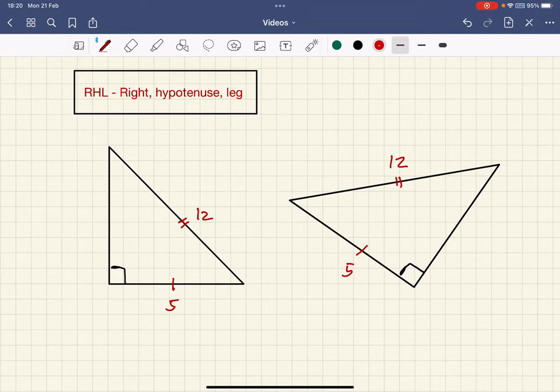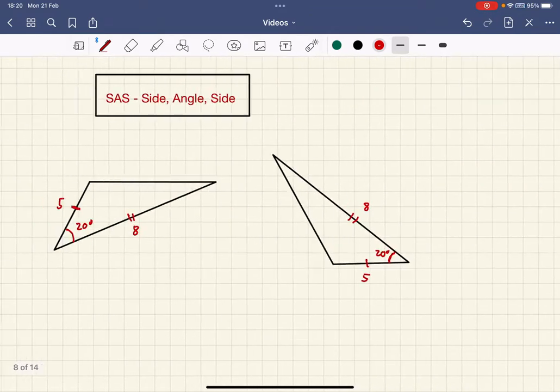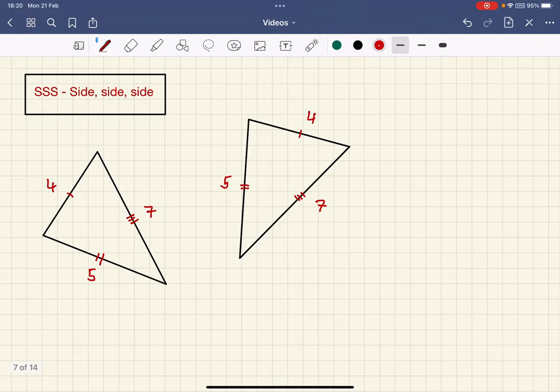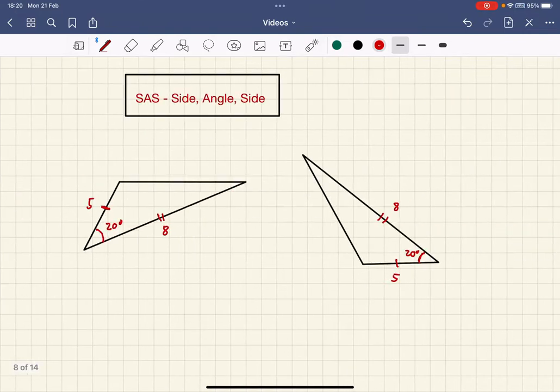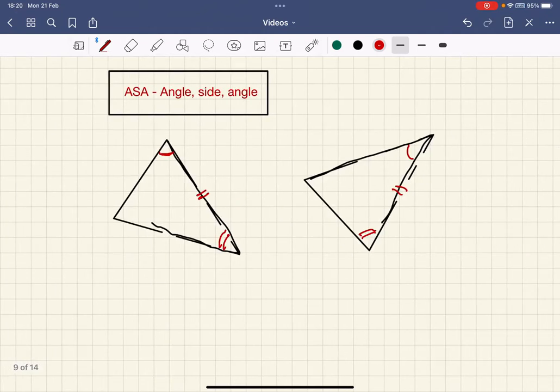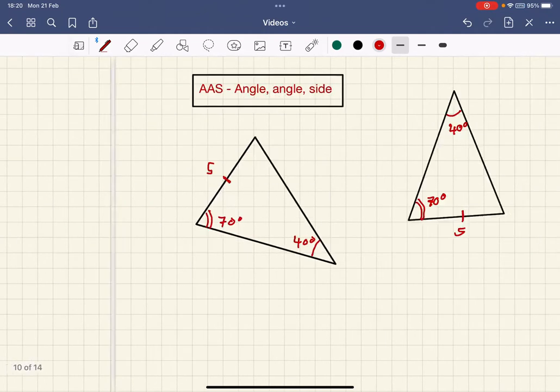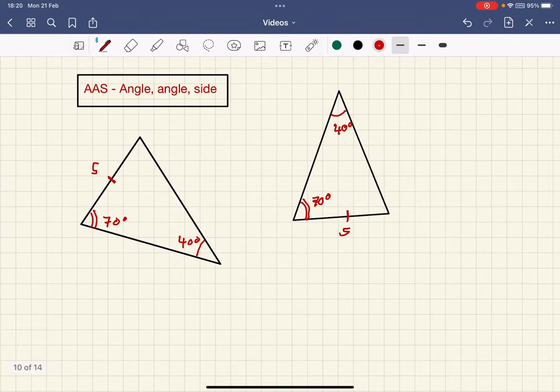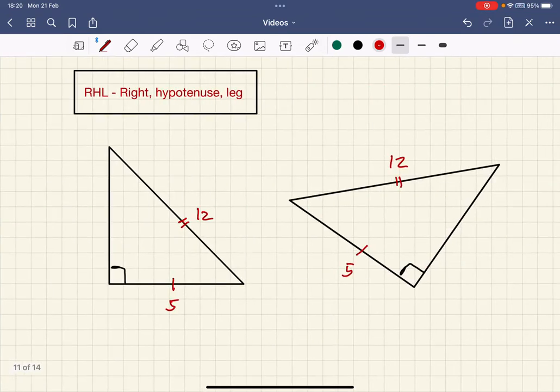So we have 5 different cases. Just run through them very quickly again. SSS, side, side, side. Side, angle, side. Again, that order matters. Angle, side, angle. Angle, angle, side. And right angle, hypotenuse and leg. And that's congruence in triangles.